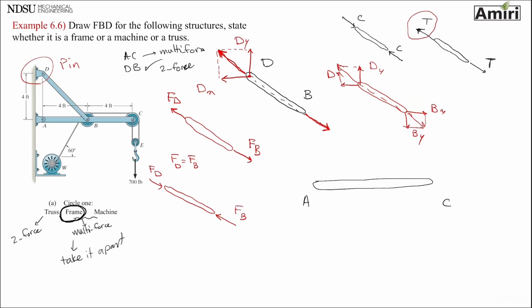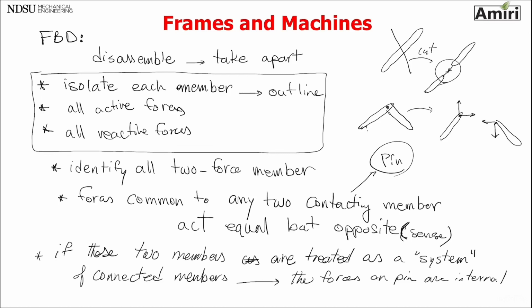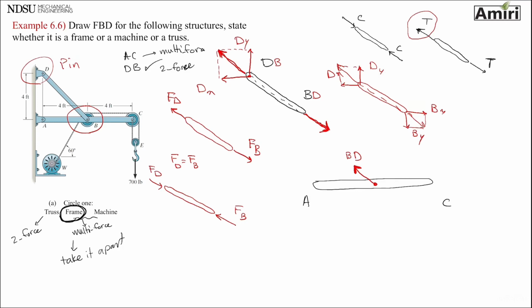The next thing, when you go to AC, look where these two members will attach to each other. And that's point B. So if you drew B pointing this way, you should put a point B going the opposite direction. Let's call this BD and DB. So we know that they're similar. Remember, forces common to any two contacting members act equal but opposite. Two contacting members, B and B. The forces on those two, it's a common force. When I put it back together, those should cancel each other out. The rest is kind of easy.